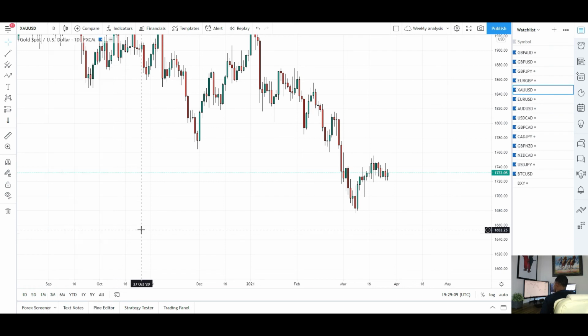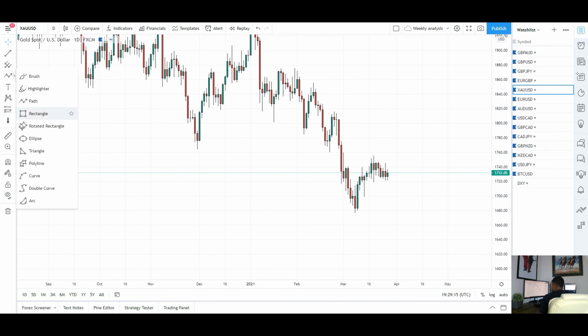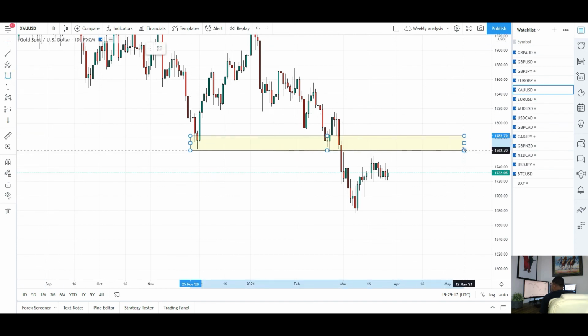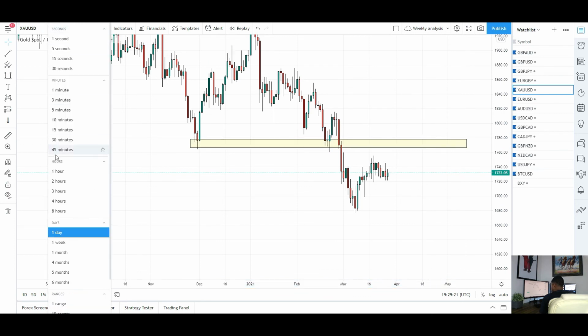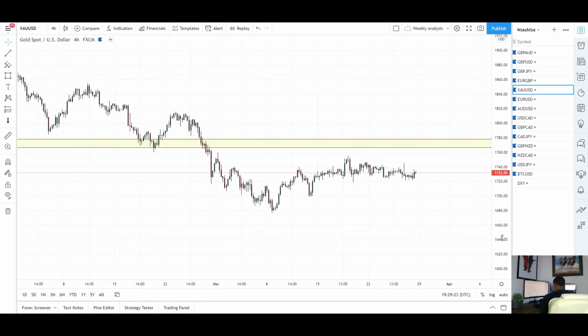Okay, so with gold, not too much happened this week. As you can see, price is just moving sideways. I was favoring a move to the upside for gold back into 1770, but as you can see, we didn't really get any movement there, so nothing really happened for gold. Gold is essentially moving sideways.